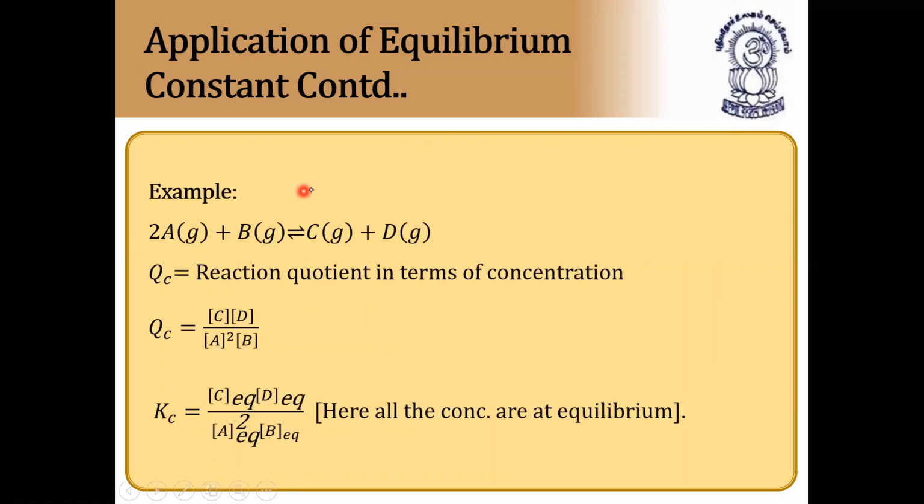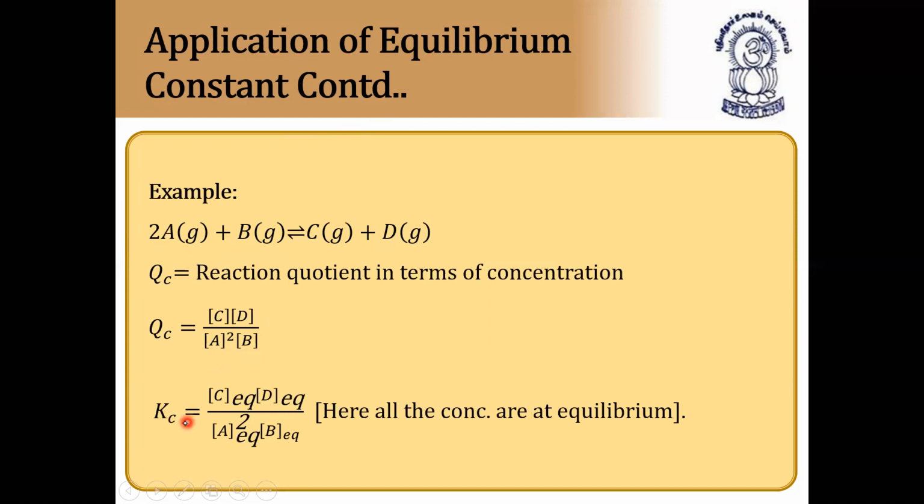Next, consider an example, applications of equilibrium concept. 2A + B gives rise to C + D. So we can say Qc, in terms of concentration, is equal to concentration of C, because it is only 1 mole, into concentration of D, divided by concentration of A squared, because A is 2 moles, and concentration of B. So you can see here, concentration of products by concentration of reactants raised to the power of the stoichiometric coefficients of reactants as well as products. Here the reactant 2A is there, so 2 moles, that's why A squared.